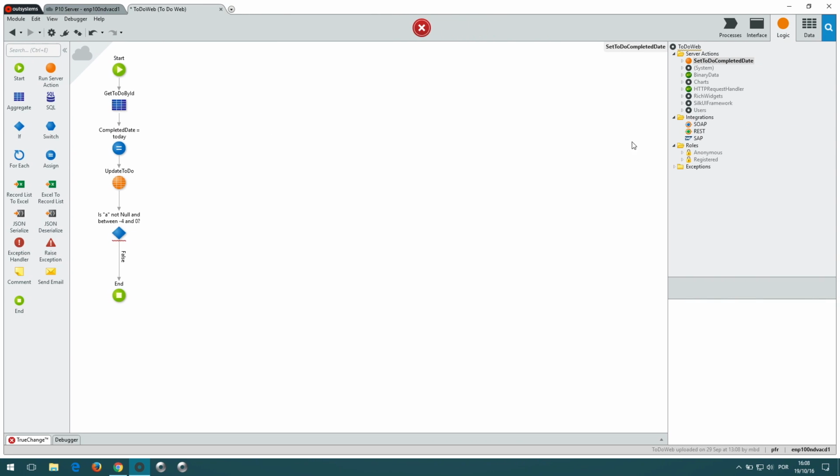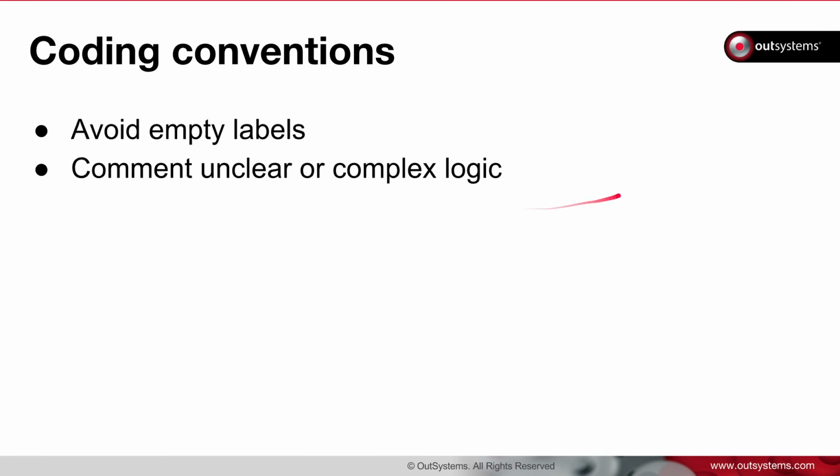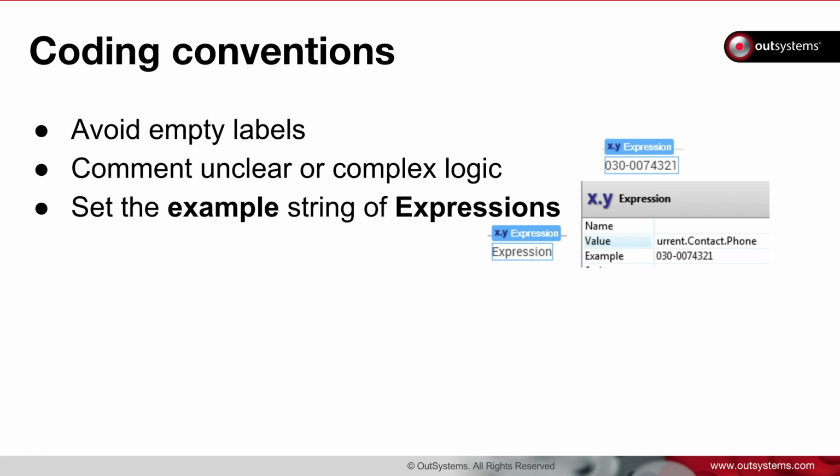Now I'm sure that you've seen our comment widget. Here you have one, and you just drag this to any node to assign it to a particular node, and you write your comment there. This is how you comment unclear or complex logic. You should set the example string of expressions.